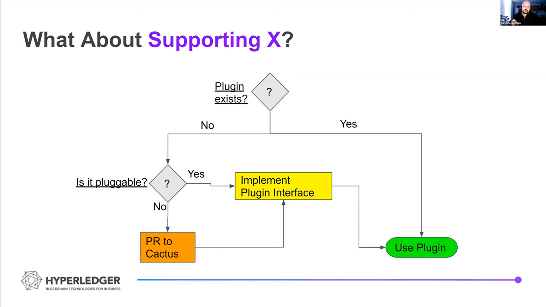And then the only edge case is if it's not a pluggable aspect. For example, if you want to customize something that currently is just hard-coded in the core, then there will be an extra step for you to be able to customize or support that behavior: first sending a pull request directly to Cactus, which would just make it so that that aspect is pluggable. And once that's done, then you can implement the plugin and use it to customize the behavior.